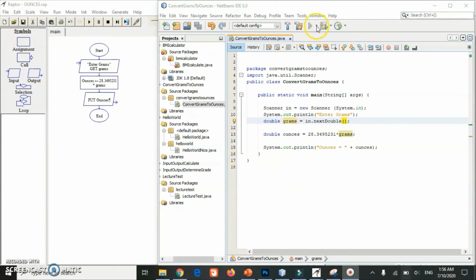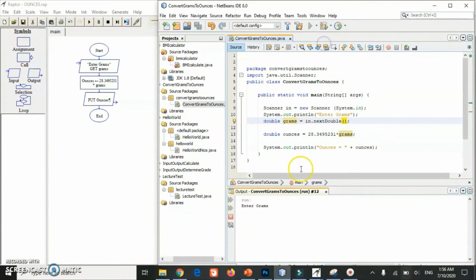And then we try to run. Okay, we get the prompt to enter grams. We try to put 600 grams, press enter, and then the output shows ounces. Okay, 600 grams in ounces equal to 17,009.71386. Okay, finally we finished the coding.